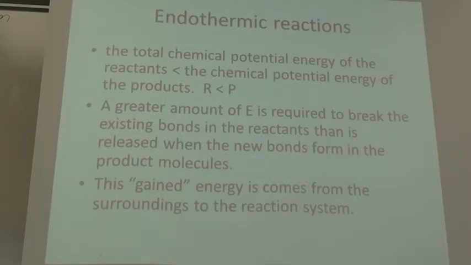Try to paraphrase. Try to write only what you think is important. Here, the total chemical potential energy, PE. So the PE of the reactants is less than the PE of the products. More energy is needed to break the bonds in the reactants. So the energy for the reactants to break is greater than the energy released when the products are formed.